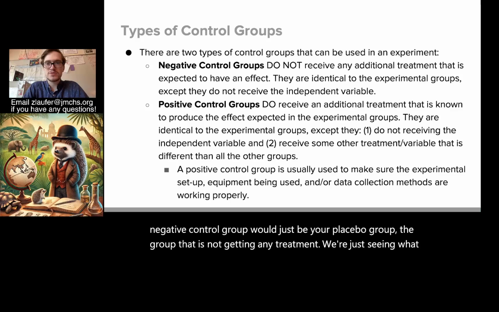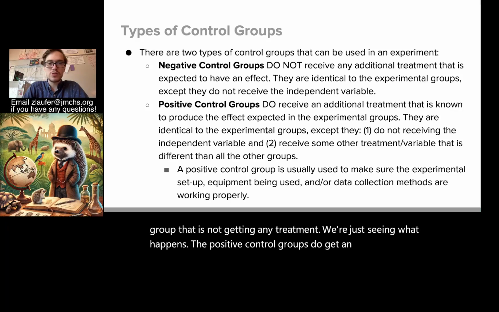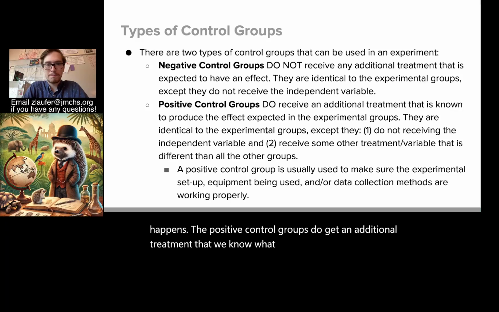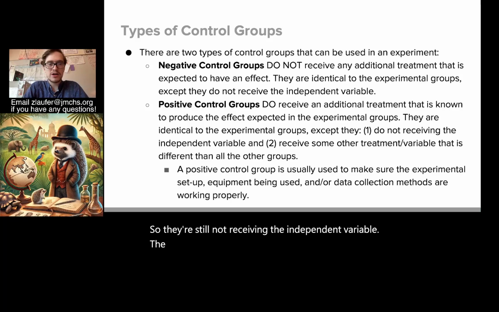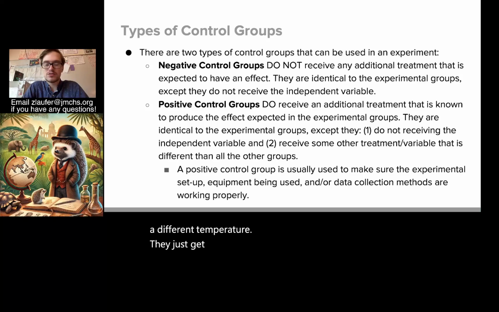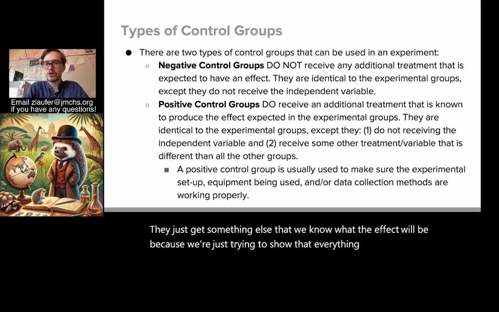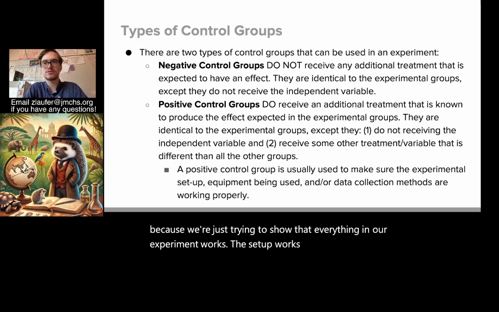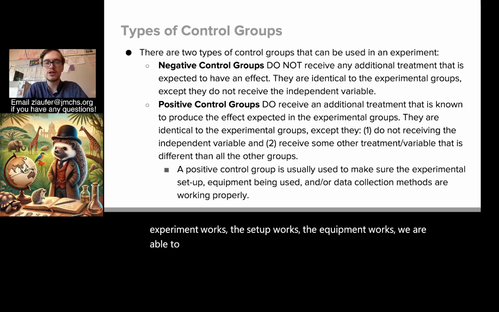The positive control groups do get an additional treatment that we know what the effect will be. So they're still not receiving the independent variable. The goldfish still was not in the positive control, was still not given a different temperature. They just get something else that we know what the effect will be, because we're just trying to show that everything in our experiment works. The setup works, the equipment works, we are able to actually measure data that all makes sense for what we're doing.